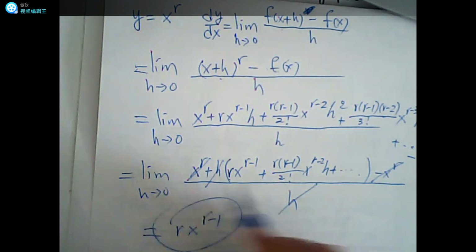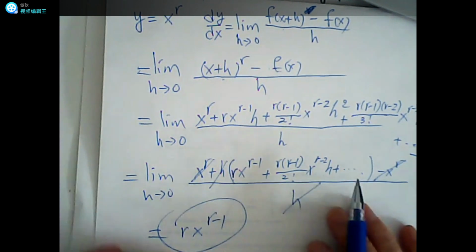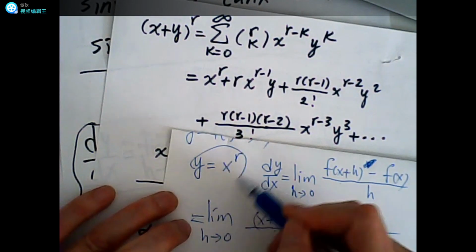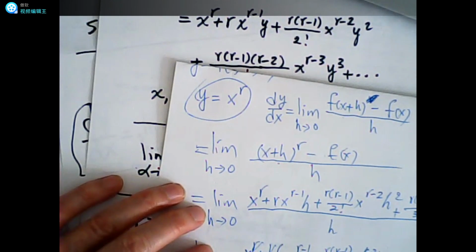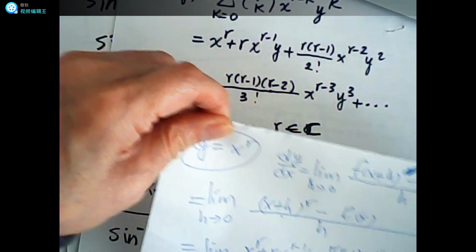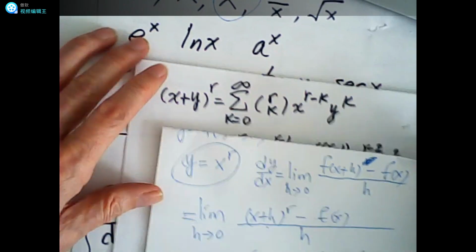So that is the formula, that's the result for this function, right? For this function. Okay, so this derivative is equal to r times x^(r-1). That is a very familiar formula for the power function.